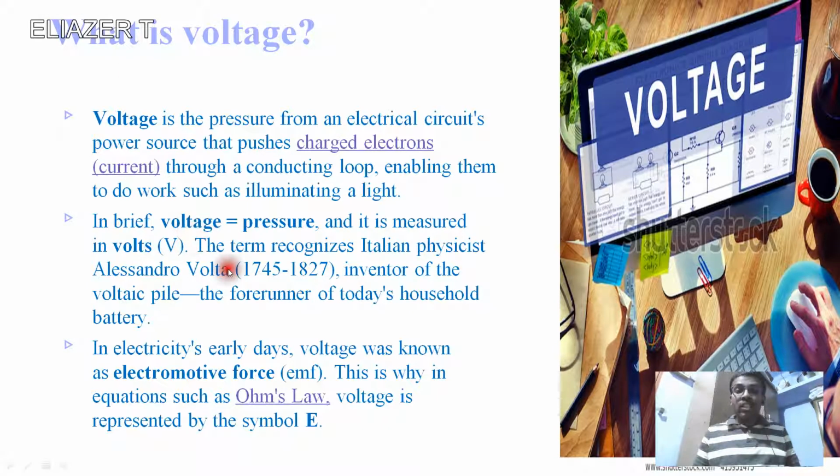It was invented by Alessandro Volta, who lived from 1745 to 1827. In electricity, voltage was known as electromotive force. We will discuss this electromotive force, EMF, in detail in the coming slides, right? So EMF, electric potential and voltage are all the same concept. It is represented by the symbol E, E for EMF, electromotive force. This voltage will be used in Ohm's law also. Ohm's law we will discuss in another presentation.